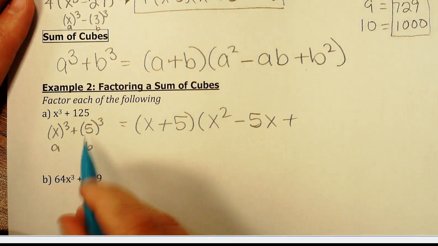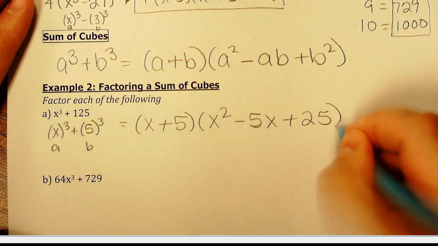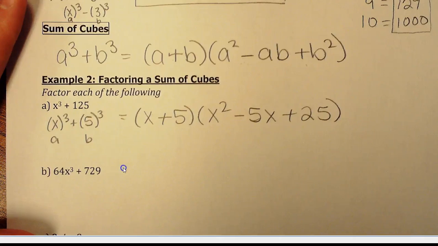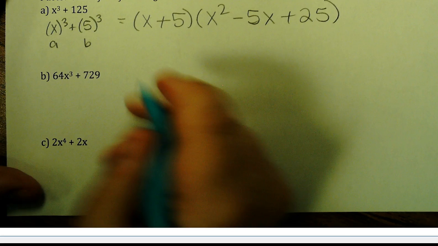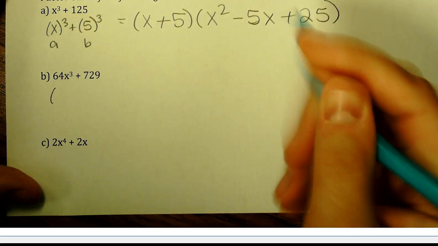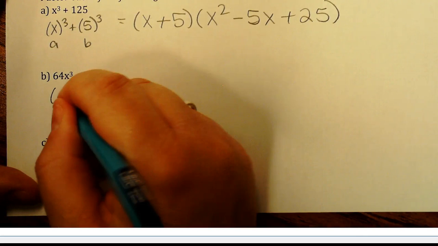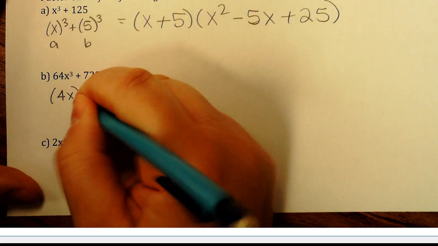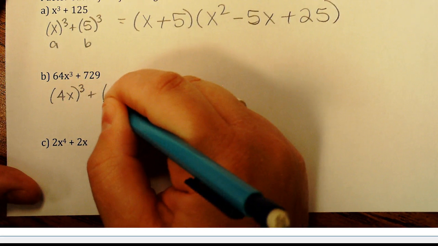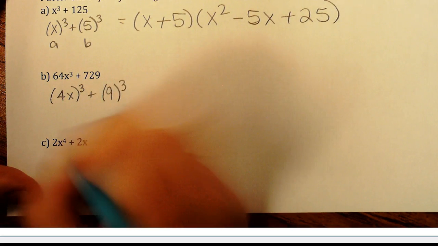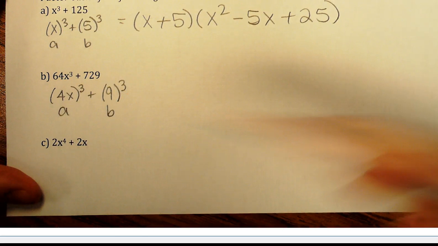And then b squared is 5 squared, which is 25. That's your factored form. That's all you've got to do. If you guys back up, and I know you can't see it on the screen here, these numbers are both perfect cubes. So 64 is 4 to the third, and 729 is 9 to the third. So my a is 4x and my b is 9.